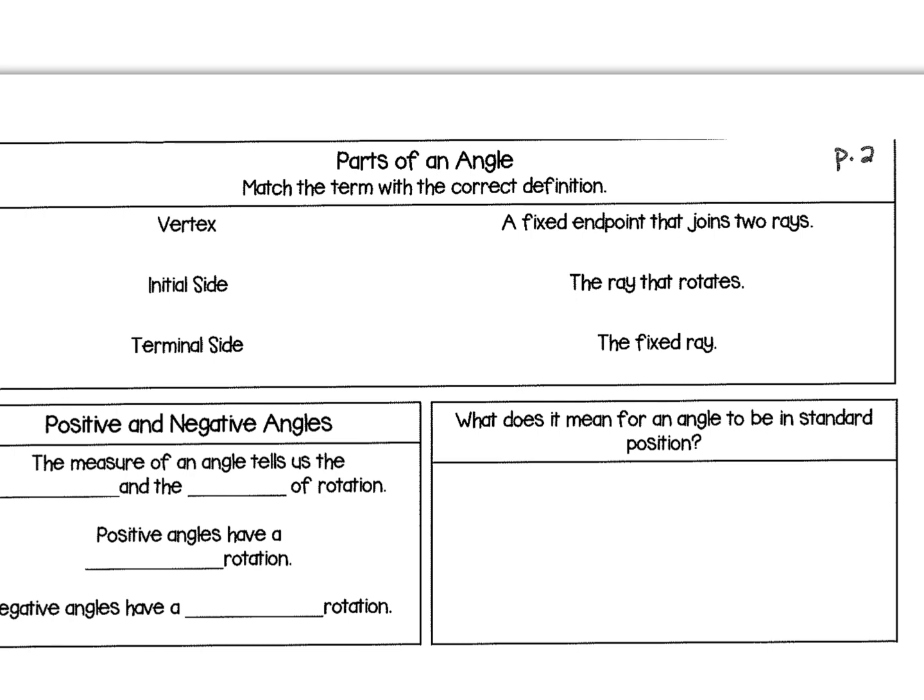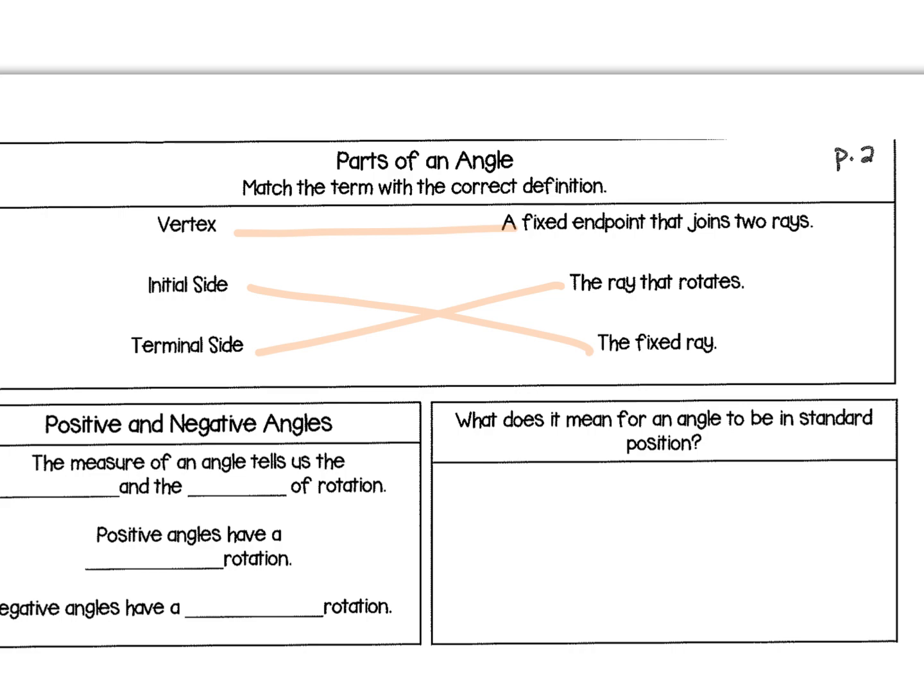Okay, the verbiage is not the greatest, but if you look at the very top box here, on the left-hand side is a term. On the right-hand side is kind of a definition or an explanation about those things. So let's match these up. For vertex, which one of these corresponds to a vertex? Yeah, the fixed endpoint. What about the initial side? That would be the fixed ray, and terminal side is that ray that rotates.